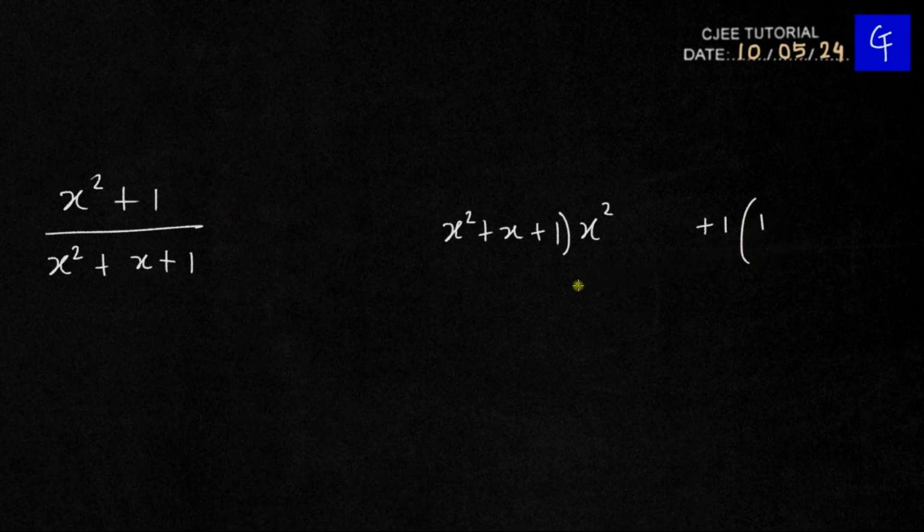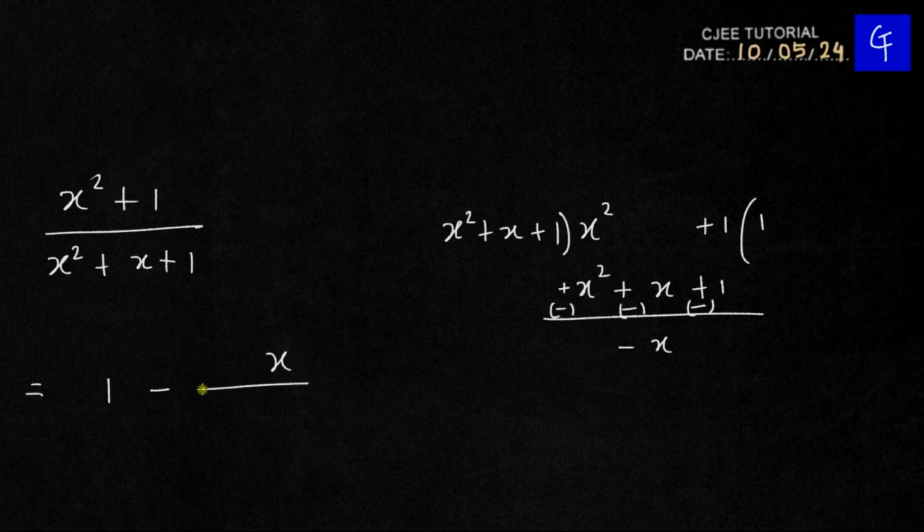Now if we complete the division, multiplying 1 with all these three terms, we write each of them under the dividend. Now changing their signs, we get this. So we are left with only negative x. This is our remainder. So we may write this as 1 minus x divided by the denominator. This is how we can separate it into two different fractions.